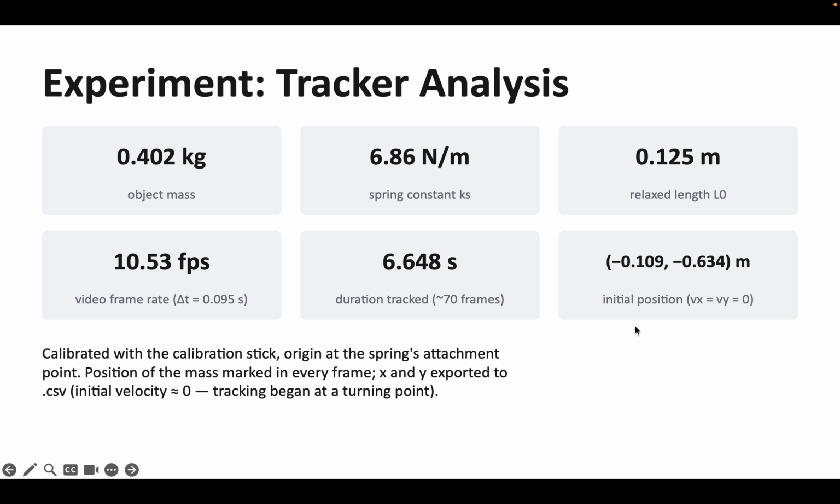Now for the experiment, I analyzed the video in Tracker. I calibrated distances using the calibration stick and placed the origin at the spring's attachment point. I marked the position of the mass every frame, about 70 frames, covering 6.5 seconds of motion at 10.53 frames per second. System values were a mass of 0.402 kilograms, a spring constant of 6.86 newtons per meter, and a relaxed length of 12.5 centimeters. My initial position came straight from the first row of data, about negative 0.109 in x and negative 0.64 in y, and the initial velocity was 0 because I started tracking right when it started moving.